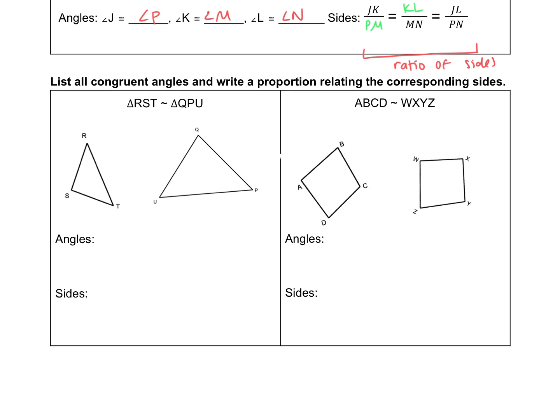This next example, we are not even going to look at the figure. I don't think the figure is needed at all. We're just going to look at this statement, write out the congruent angles, and then write out our sides. Congruent angles: angle R, the first angle, is congruent to angle Q. Angle S, the one in the middle, is congruent to angle P. And angle T, the last one listed, is congruent to angle U.